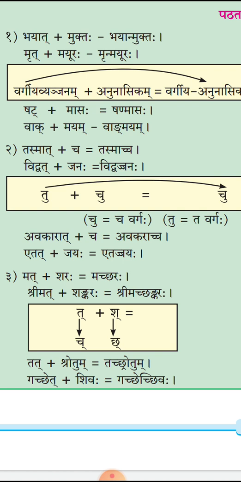Now we will see the third rule. If ta is followed by sh, then ta becomes cha and sh becomes cha. For example, mat plus sharah.